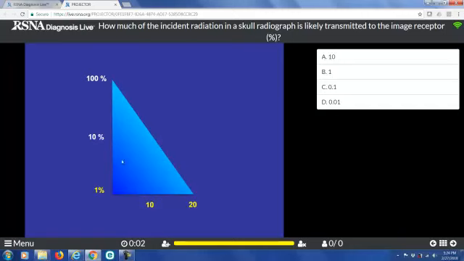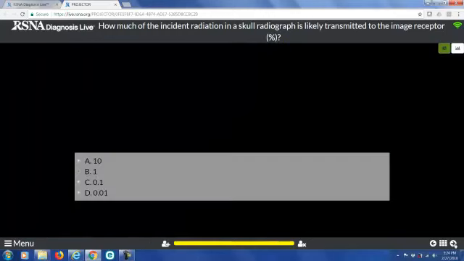And the answer is that when you go through about 10 centimeters of tissue for a typical X-ray beam, you're down to 10%, because the attenuation is exponential. When you go another 10 centimeters, you're down to 10% of 10%, or 1%, and that's a good ballpark number. We assume that 1% of the incident radiation is transmitted through a typical patient. Sometimes it will be a bit more, sometimes a bit less, but 1% is a great answer. 10% is too much, 0.1% is too little.